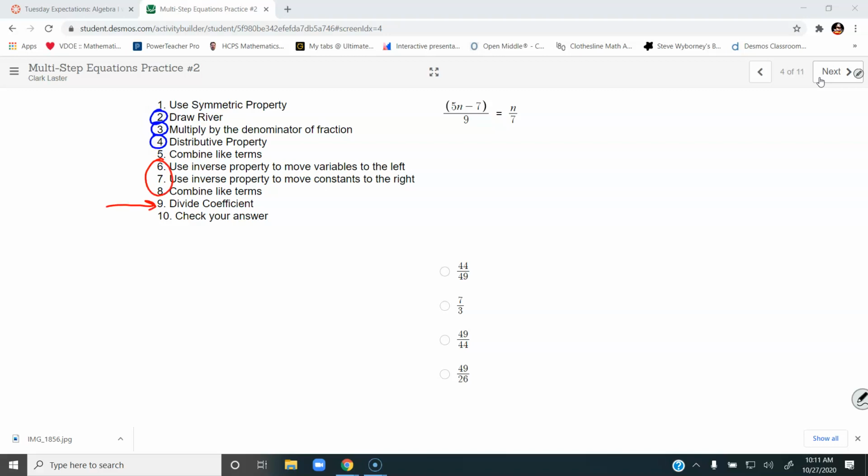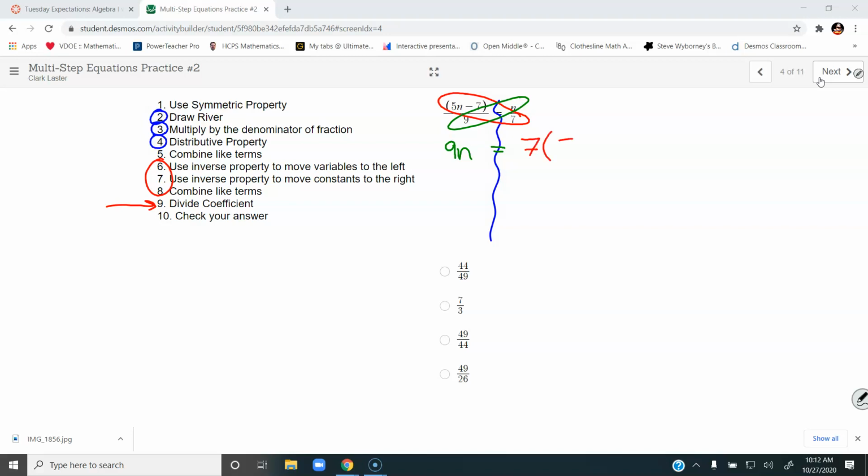Okay, so first things first is I'm going to draw the river. Now I am going to multiply, and it doesn't really matter what side you put this stuff on, but I know that I can make a 9n over here, and I know ultimately I want the numbers on the right, so I can set up the problem from the beginning to do that.